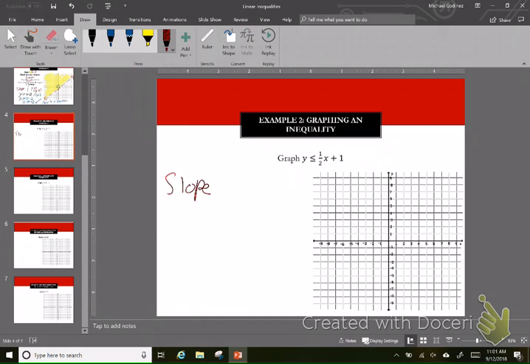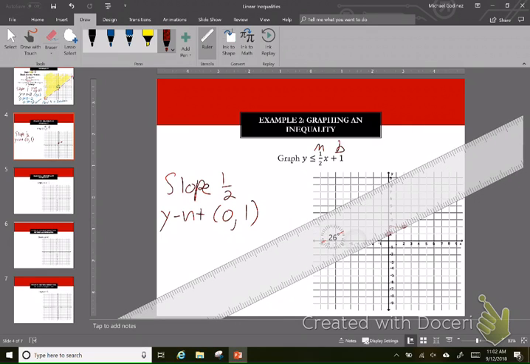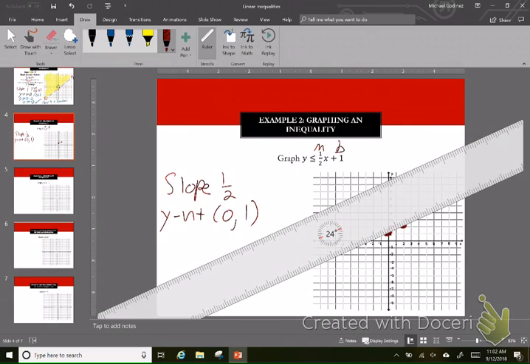Our slope and our y-intercept. Our slope here, our m, is 1/2. Our y-intercept, our b, is 1. So our y-intercept is at 0, 1. Plot your y-intercept, 0, 1. Go up 1 and to the right 2 using your slope, right? Up 1 and to the right 2. And then we're going to use, in this case, a solid line because it's less than or equal to.